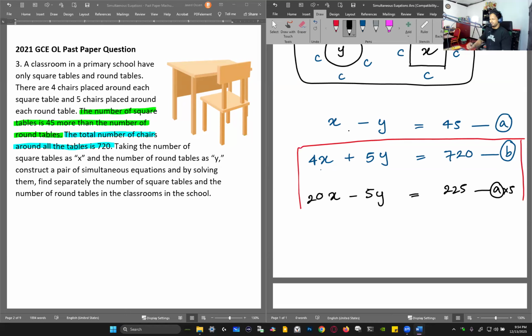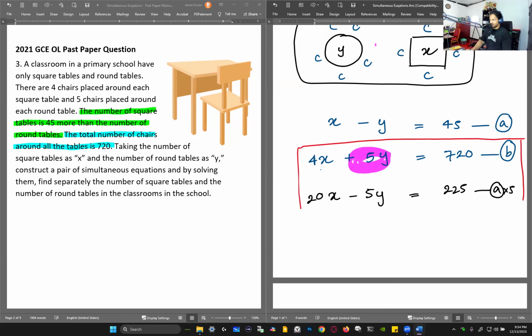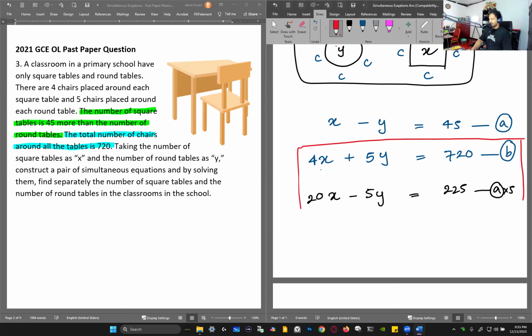Think practically. It's okay if you make a mistake. Do you see that there is a positive 5y here, and a negative 5y here? If I add them, they will become 0. They will cancel each other off. If I add these equations, they will cancel each other off. Therefore, I'm going to add them. I'll write add here.